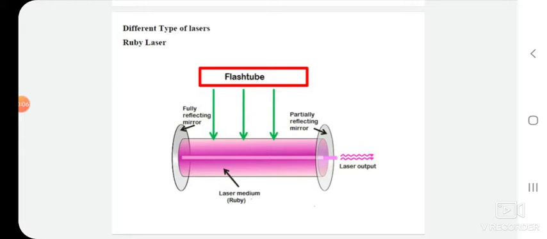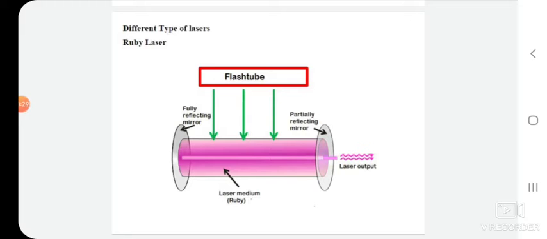Today we are going to discuss different types of lasers. As we know, the basic principle and phenomena of laser, as we discussed in last lecture.